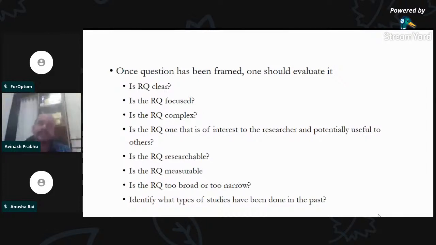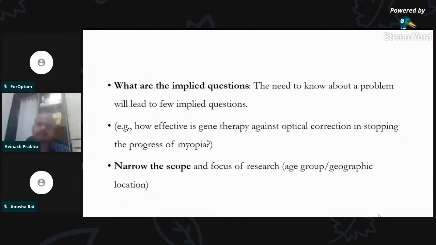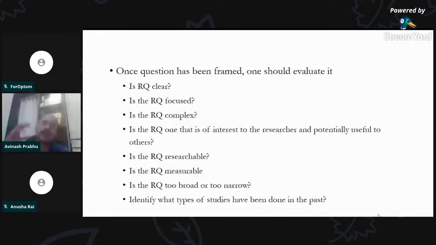So that you will get an idea of how the evidence has already been built up. Say for example, in this topic, how effective is gene therapy, if you find that an RCT is already there, then there is no point in doing a cross-sectional study again. There's no point in doing a lower-level study, because the highest order of evidence has already been done. That topic is there, it has been published, the reports are there. Then what's the point in us doing it again? So that's a point.